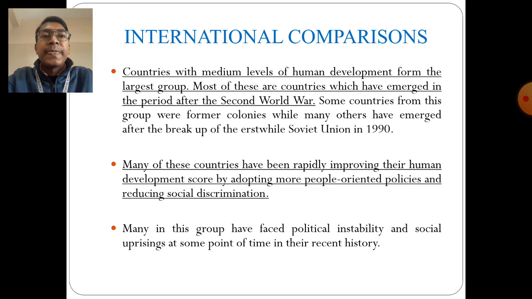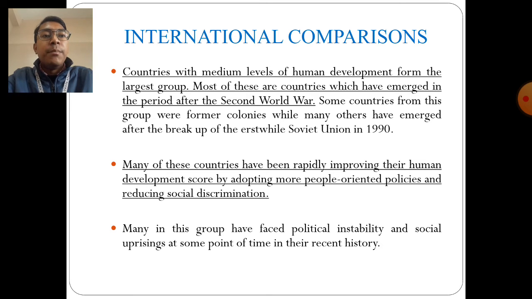Many of these countries have been rapidly improving their human development score by adopting more people-oriented policies and reducing social discrimination. As we know, how can we achieve a higher level of human development? We can achieve it when the people have equal access to education, equal access to healthcare facilities, and equal access to the resources, when there is no discrimination on the basis of race, religion, culture, etc. Then only can a country progress in terms of human development.